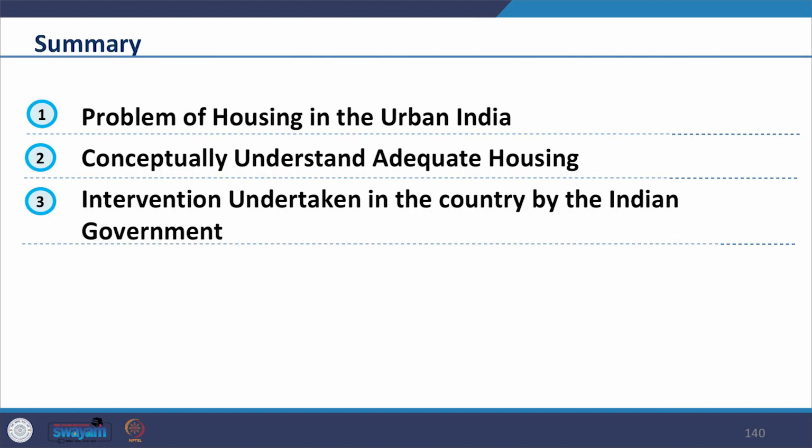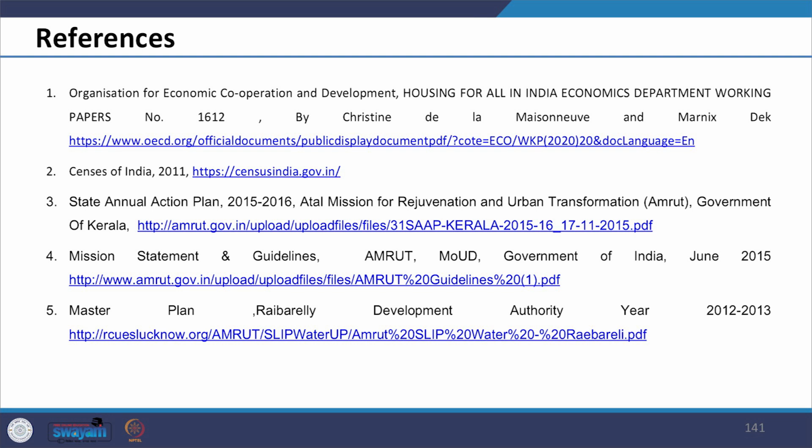So, summarizing what we have covered today, we looked at the problems of housing in urban India. We tried to conceptually understand what adequate housing means, and then we compared ourselves with other countries and state-wise, and looked at what real problems we have in terms of housing and why there is so much shortage. And then we looked at various interventions which our government has taken in the country, and certain recommendations we see through the OECD document. So these were the major references which we used.